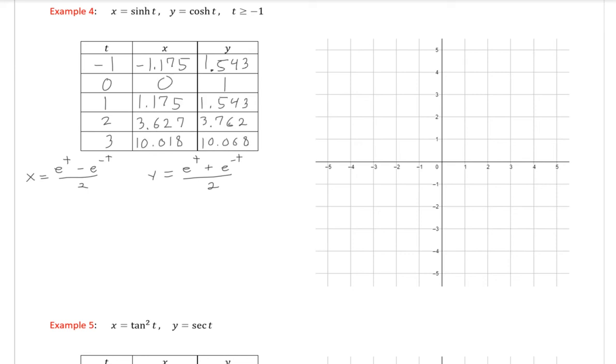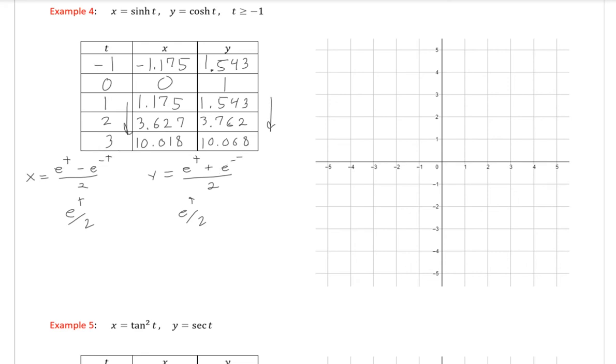Okay, so I've filled out the rest of this. Now, we already know what's really going to happen with sinh and cosh here anyway. We know that as t gets larger and larger, really this part is going to go closer and closer to 0. This part is going to go closer and closer to 0. So this is really approaching e to the t over 2. This one's also approaching e to the t over 2. That's why we're starting to see a lot of the same numbers for x and y.